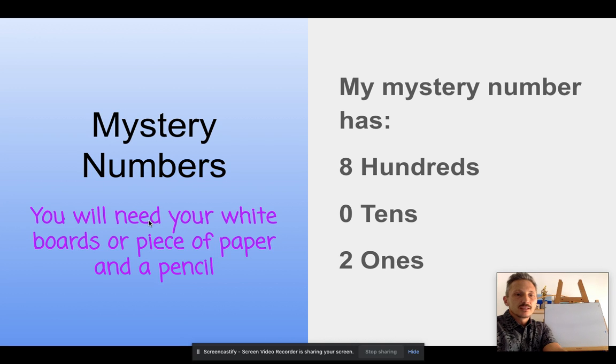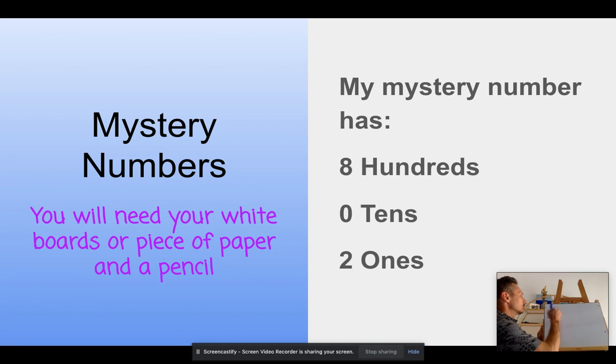So you will need your whiteboard and a piece of paper, and you can take a photo of this when you have your mystery number. But let's practice some together before we go. So we have 8 hundreds, we have 0 tens, and we have 2 ones. So how could we show that in our base 10?